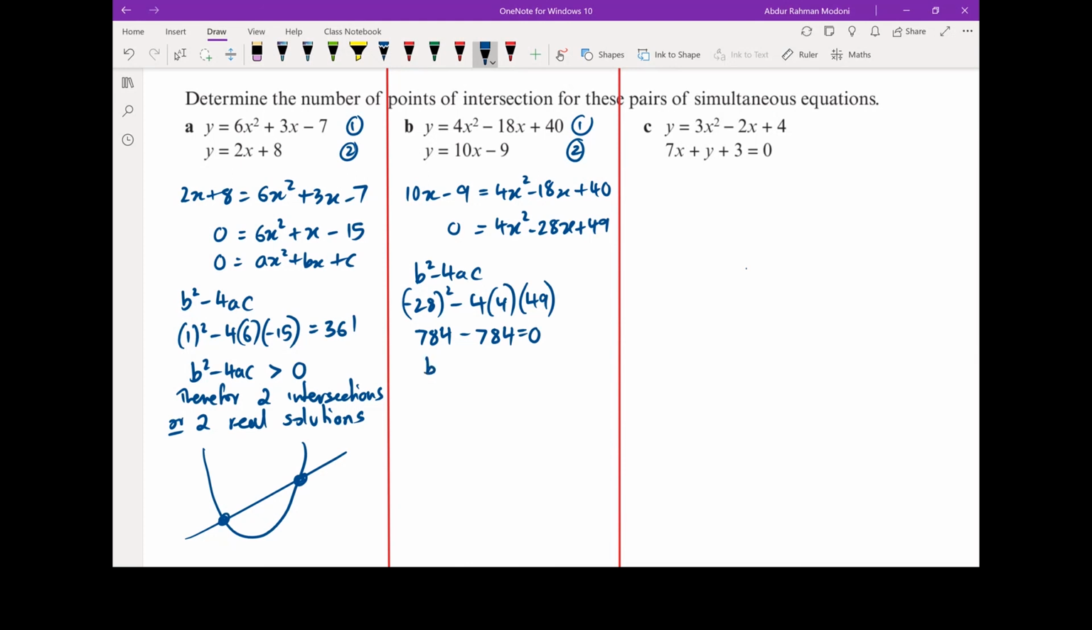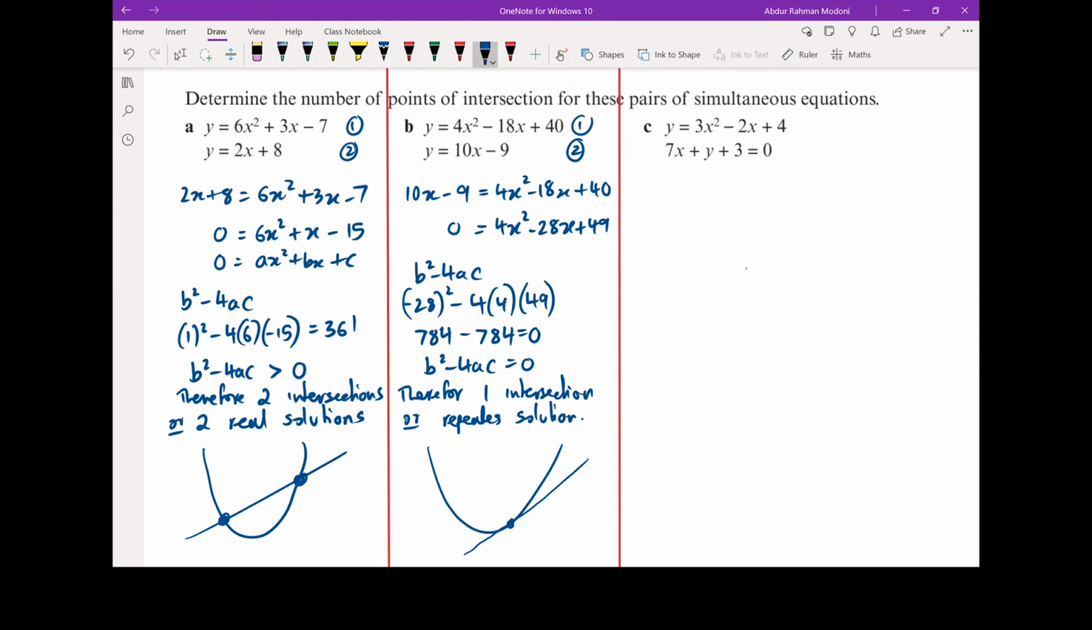This tells us that the b squared minus 4ac, the discriminant, is equal to 0. Therefore, we have one intersection or a repeated solution, i.e. the same solution appearing twice. So what would this look like? It would be a quadratic curve, and the line would simply intersect it at 1 point, i.e. be tangential to the curve. Let's look at the third example.